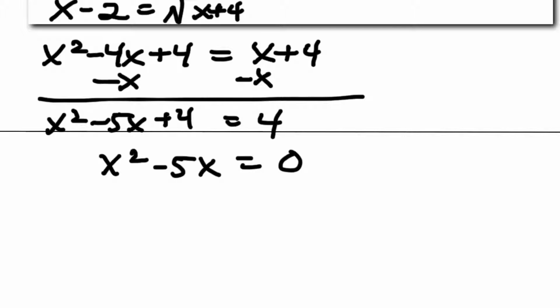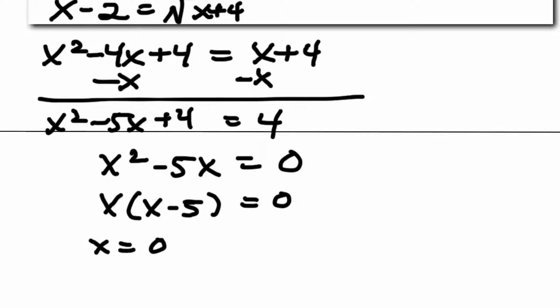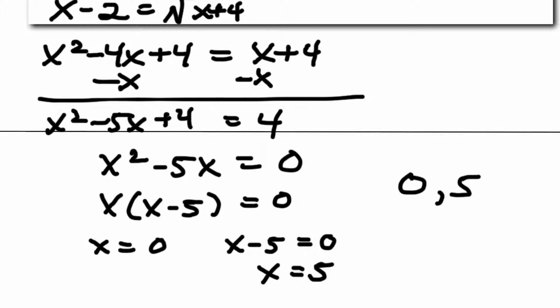This is an easy one to factor. We'll factor out an x, and we get x times x minus 5 equals 0. So it's either x equals 0 or x minus 5 equals 0. And if we add 5 to both sides, we get x equals 5. So our two choices are 0 and 5. But in these situations where we end up squaring both sides, we've got to go check and make sure that both of them work, because what's inside the radical can cause us a problem. Anyway, let's try them both.